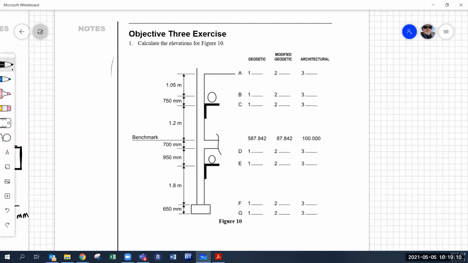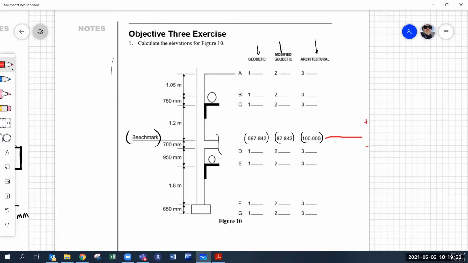We are going to calculate these elevations in this figure. So we have geodetic, modified, and architectural. As you can see, here's our benchmark or our known elevation. These are the known elevations right here. Now, everything is either added or subtracted from these numbers.